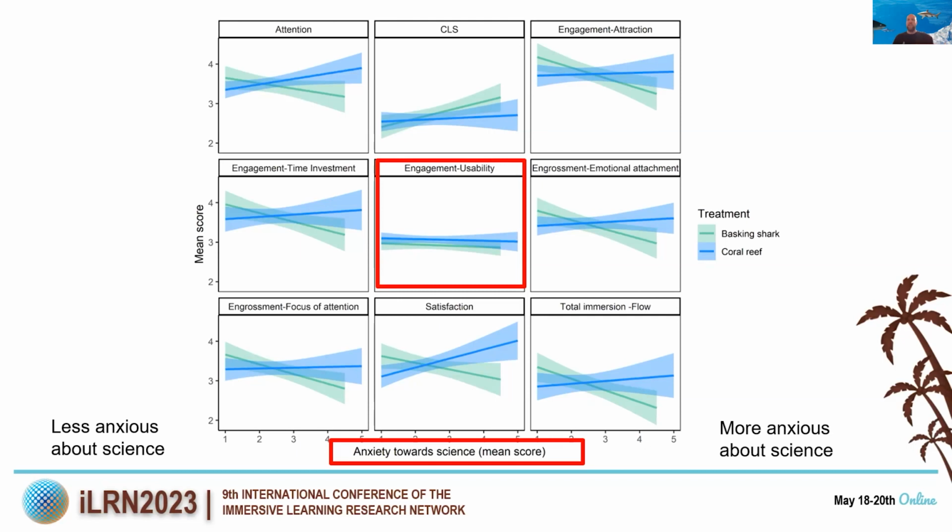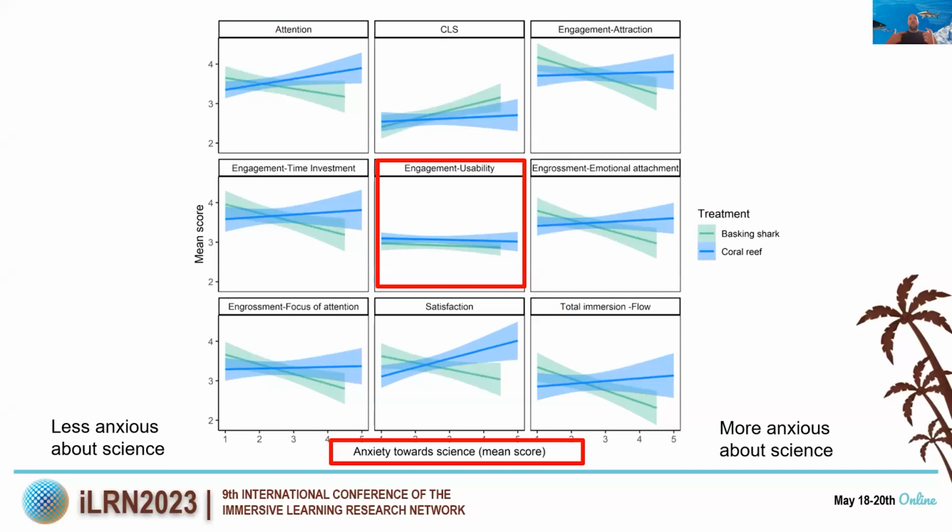There's no big difference between the two experiences. But if we look at something just below it, like satisfaction, the blue line is the coral reef. So this is the second experience that we built. And for students that were really anxious about science, they were way more satisfied with that experience. But the green is the flip side. If you weren't really anxious about science, you really liked the basking shark experience more. So this is really cool to me because we actually built two apps that suit two different subpopulations within our classroom.